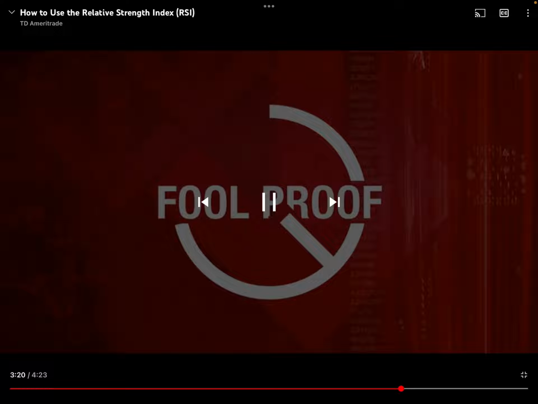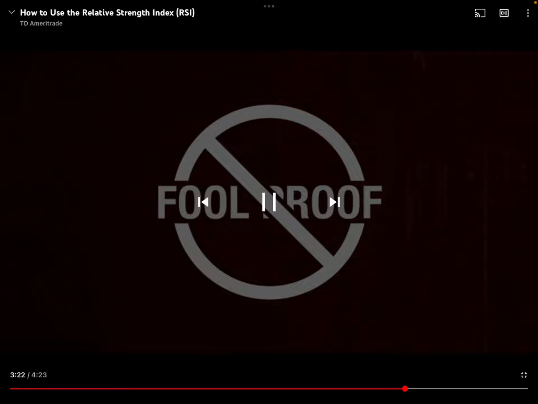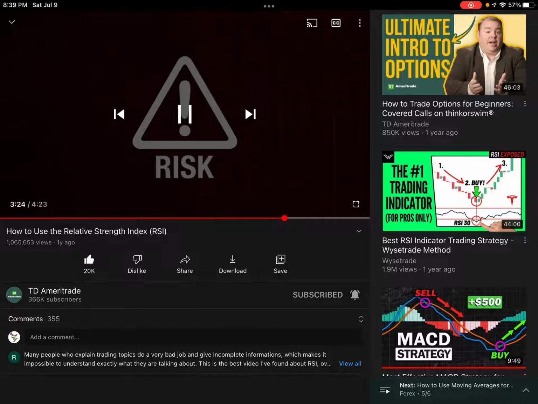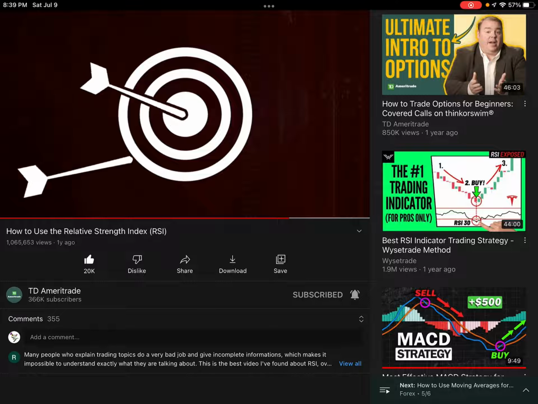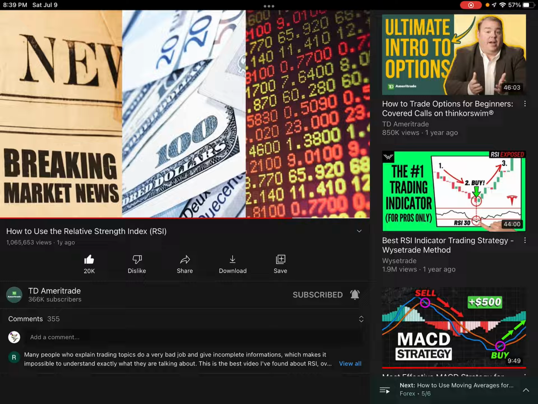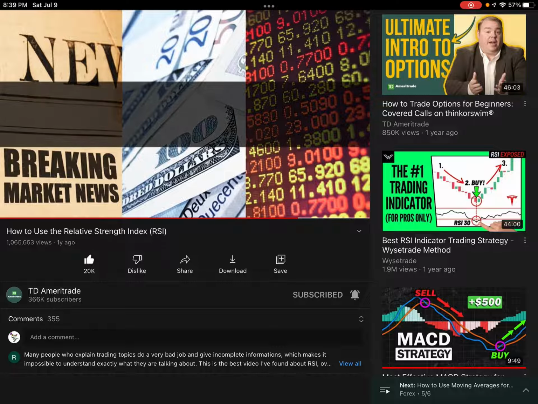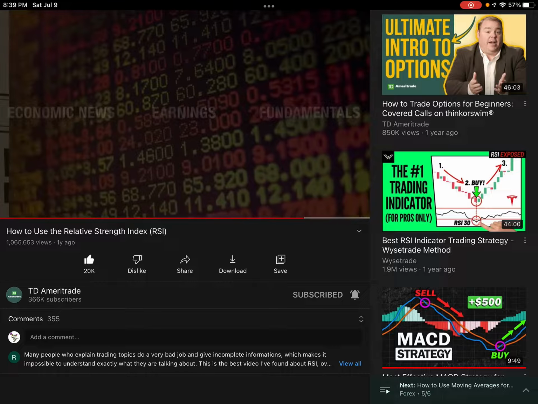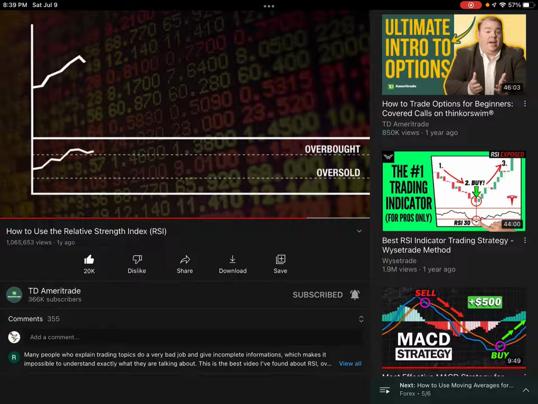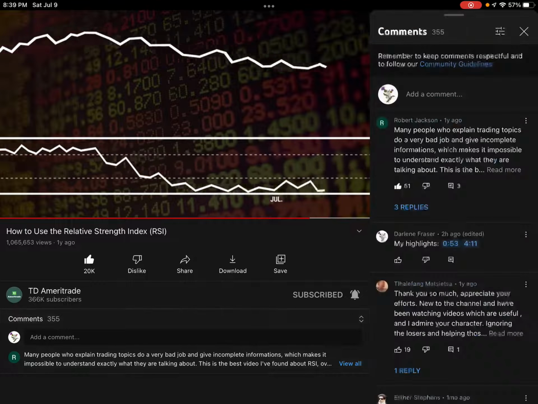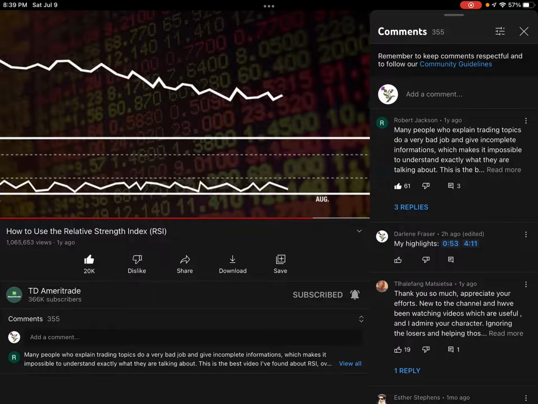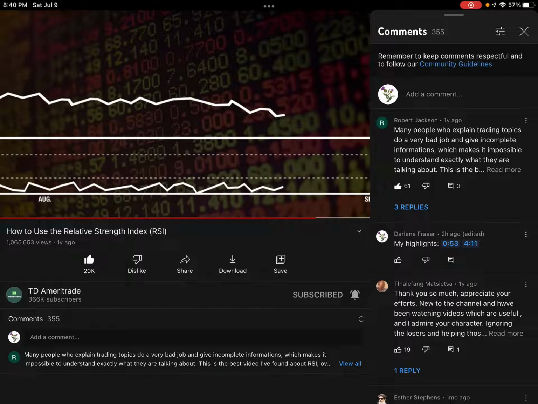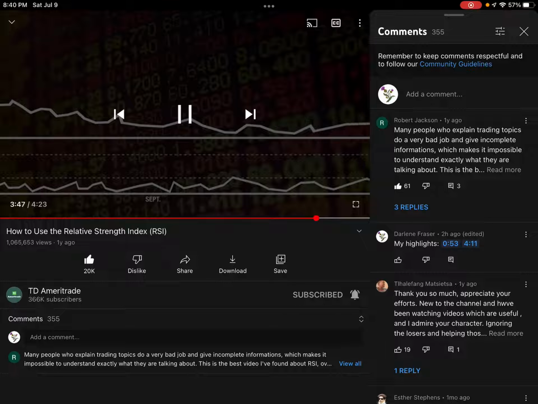However, this doesn't mean using RSI is foolproof. One of the main risks of using RSI is that signals aren't always accurate. This is because RSI can't factor in events that influence a stock's price, such as economic news, earnings, and other fundamental aspects. Additionally, RSI can remain overbought or oversold for long periods of time. So even if a divergence suggests that a stock might move a certain direction, there's no guarantee.